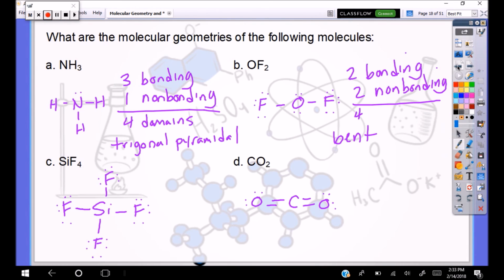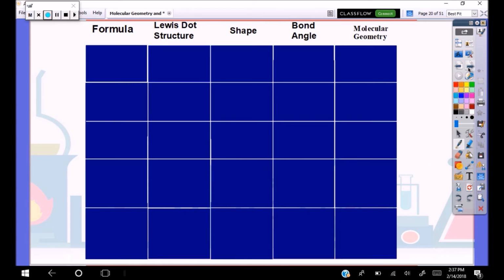All right, and let's see. Go ahead and do C on your own. What is the geometry of silicon tetrafluoride? All right, you had 4 bonding groups. This one's tetrahedral. Okay, and then CO2. Do CO2 on your own. All right, remember double bonds count as 1 group. So you have 2 sets of double bonds, that's 2 bonding groups, which means we are linear. We'll have some more examples in class if you'd like to clarify.